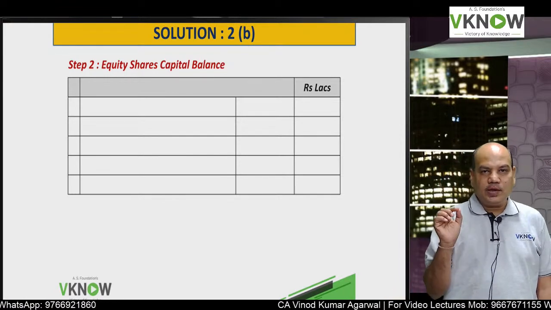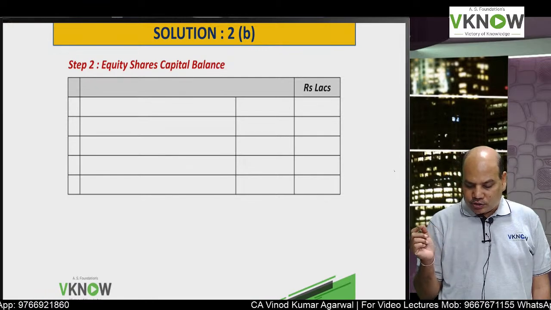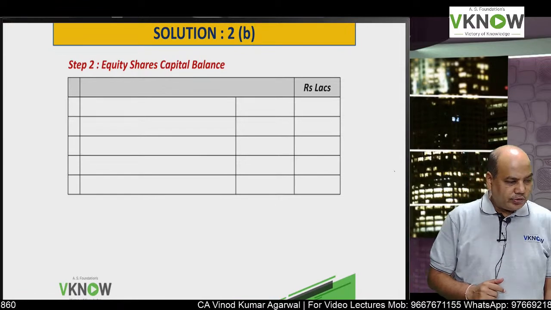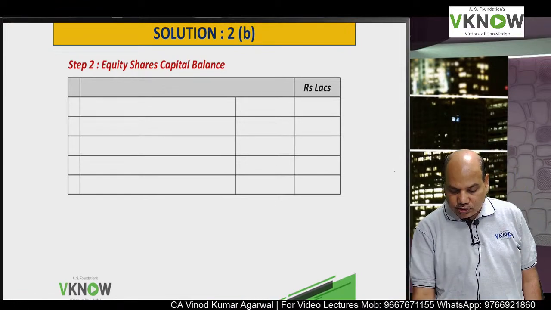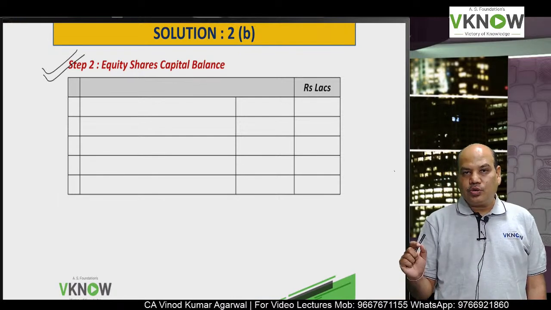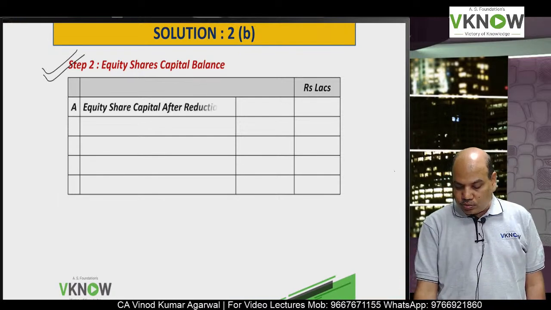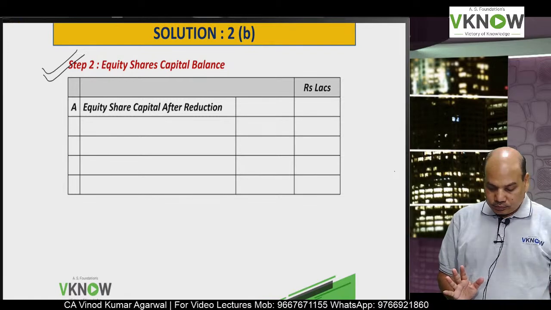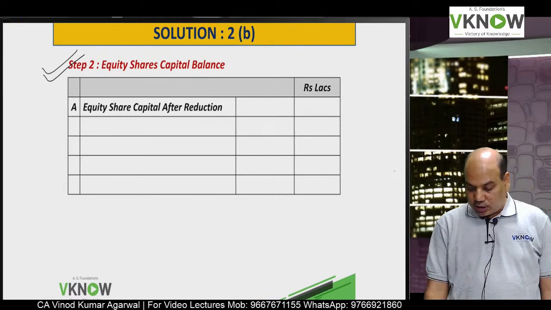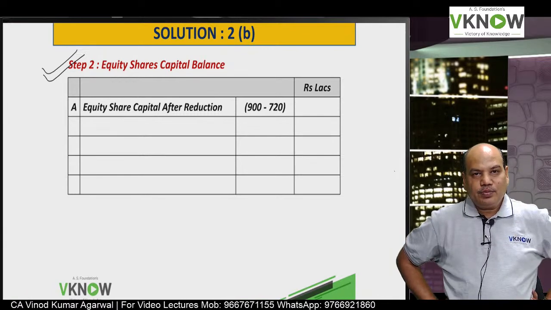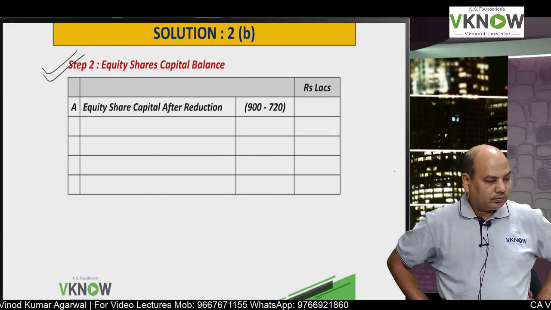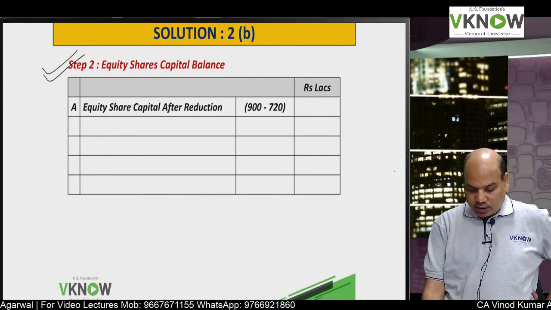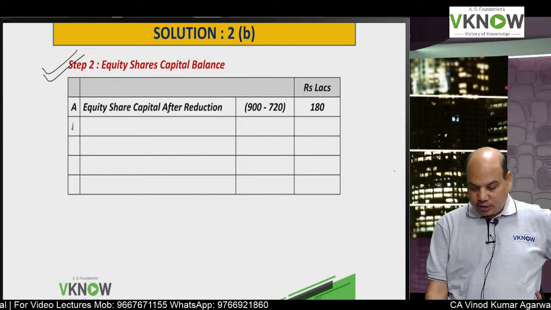Now let us see what will be the effect on equity share capital. So write down step number 2, equity share capital balance. In the institute answer, this step 2 is not there, but I feel it should be written. It will show the movement in equity share capital. If you write it, it will be good. Right hand side rupees in lakh. Point number A, equity share capital after reduction, 900 minus 720, 180.